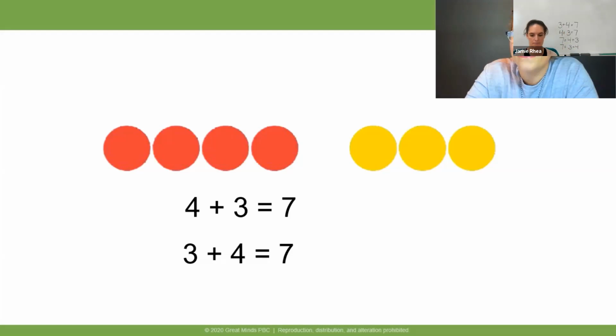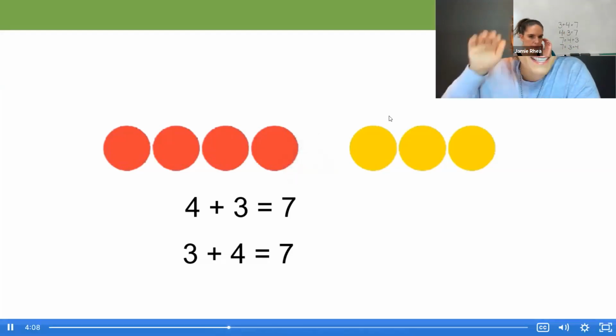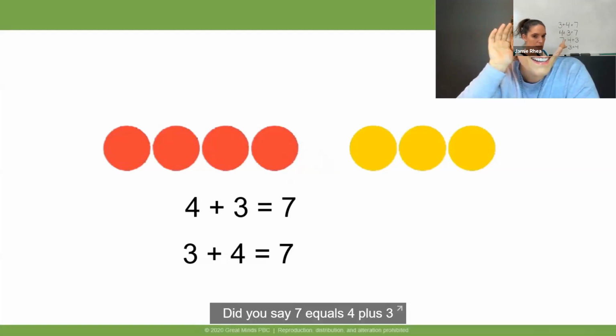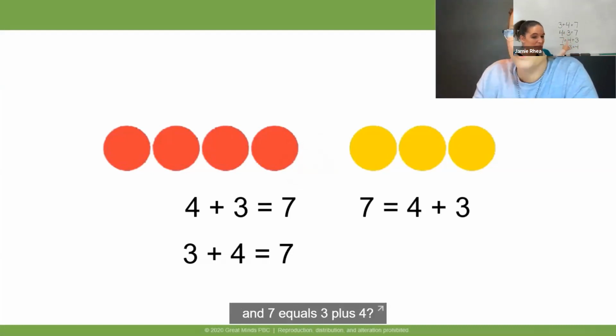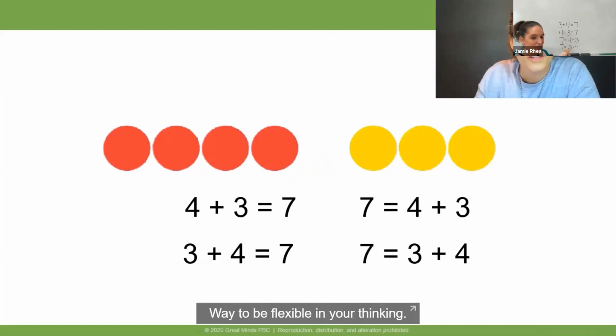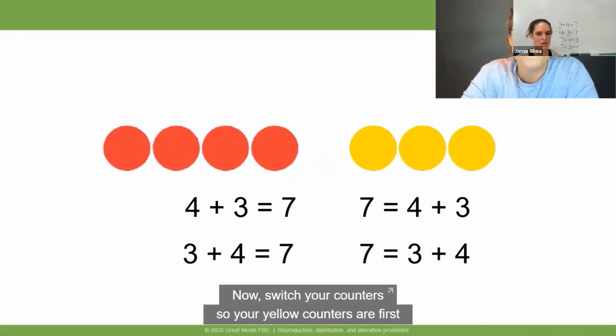Let's see if we're right. Tell me. We said 7 equals 4 plus 3, and 7 equals 3 plus 4. Did you say 7 equals 4 plus 3 and 7 equals 3 plus 4? Yes, we did. Way to be flexible in your thinking. Flexing those brains.